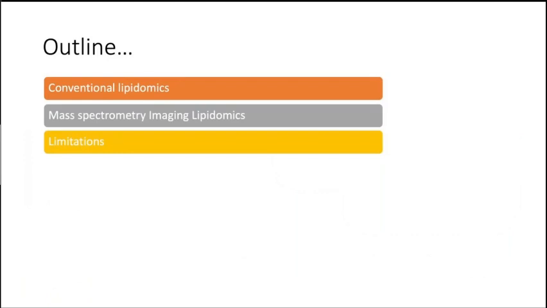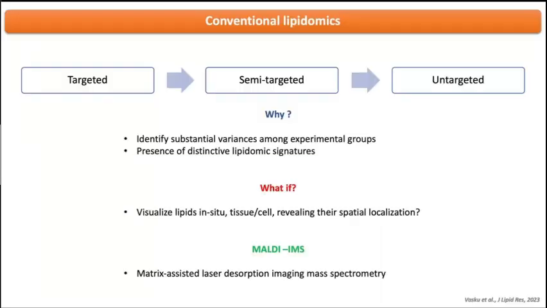So the outline of today's presentation will be mostly about conventional lipidomics, which I believe most of you are familiar with, how we perform mass spectrometry imaging lipidomics, and mostly I will be focusing on the limitations that this technique has for us. So we all know the differences between targeted, semi-targeted, and untargeted lipidomics, but most of all, these approaches have something in common.